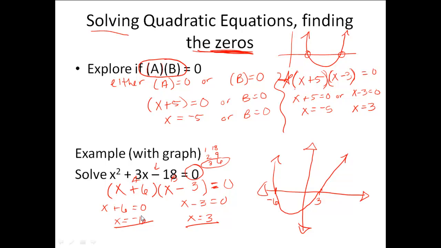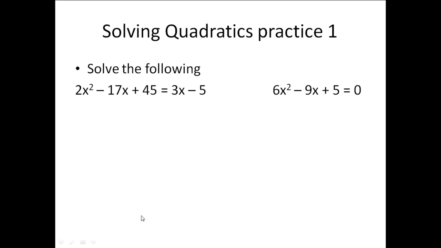So when you're asked to solve it, you are asked to find the values of x. One critical feature is we always have to have it equal to 0. So here's a couple examples. The first one, we have 2x squared minus 17x plus 45 equals 3x minus 5. Now as you look at this, I hope you notice that it's not set equal to 0, so we have to do that first. So I'm going to go ahead and subtract 3x from both sides, and I'm going to add 5 to both sides. So I will be left with 2x squared minus 20x plus 50 is equal to 0. So now I've got it set equal to 0.